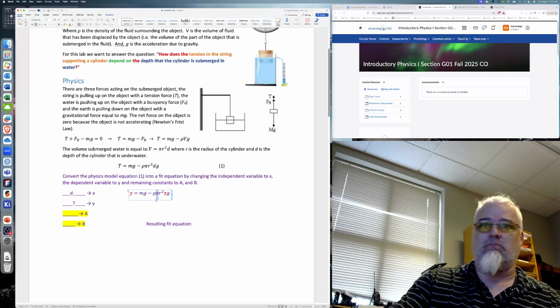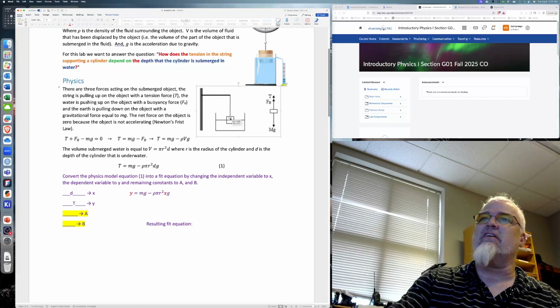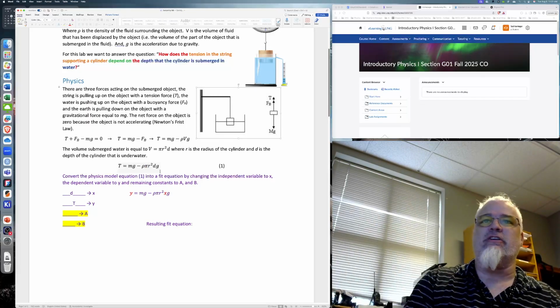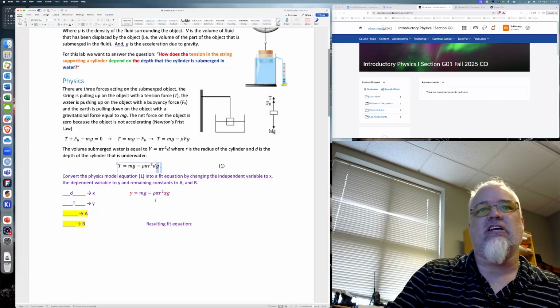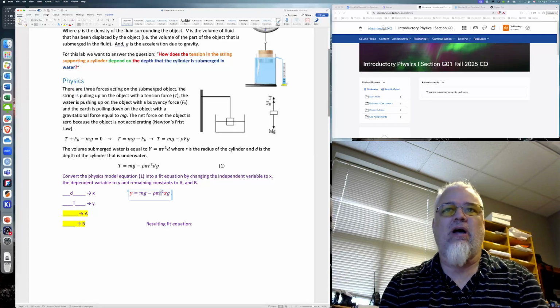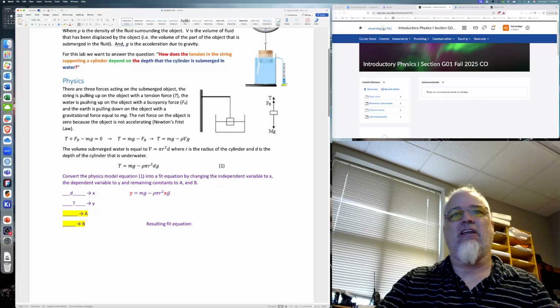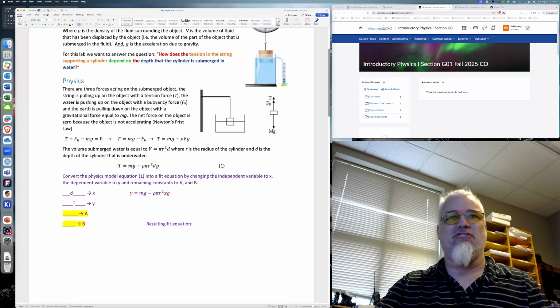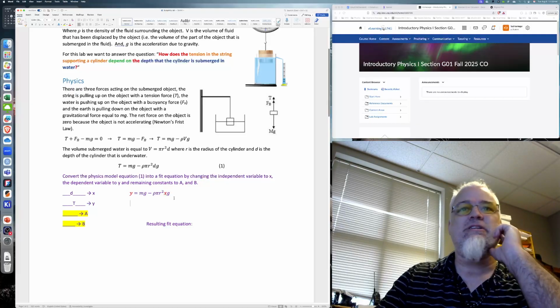Pi is a number, that's a constant. R is the radius of the cylinder, and that doesn't change as we lower it deeper and deeper into the water, so that's a constant. And of course g, again, is a constant, so we have a lot of constants in this equation. However, I cannot just take each constant and call it A, B, C, D, E, F, G like that, because these constants are grouped together.